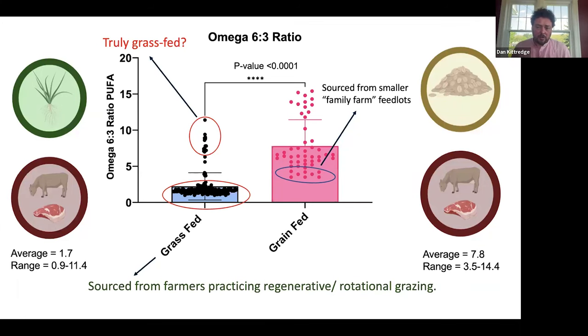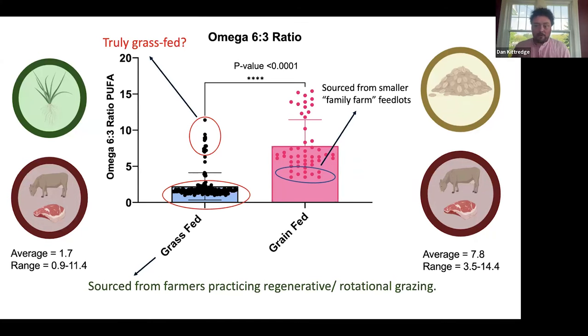It is the American Heart Association that tells us that anything above 4 to 1 is not good for you. American Heart Association. They're not a radical revolutionary organization. But if you can see the range on the bottom right, you can see from 3.5 to 14.5. American Heart Association says anything more than 4 to 1 is bad for you. It looks like almost all of the grain finished steak does not pass that test.